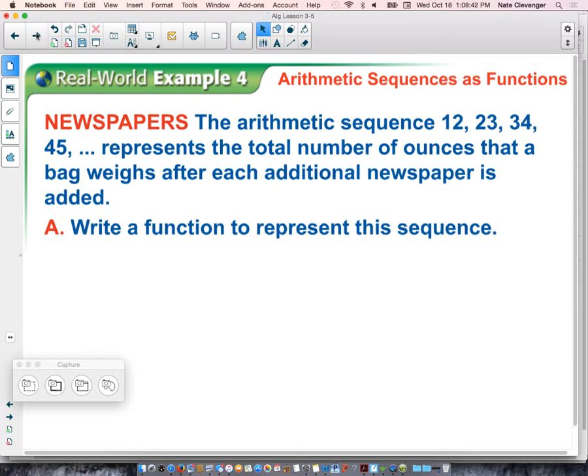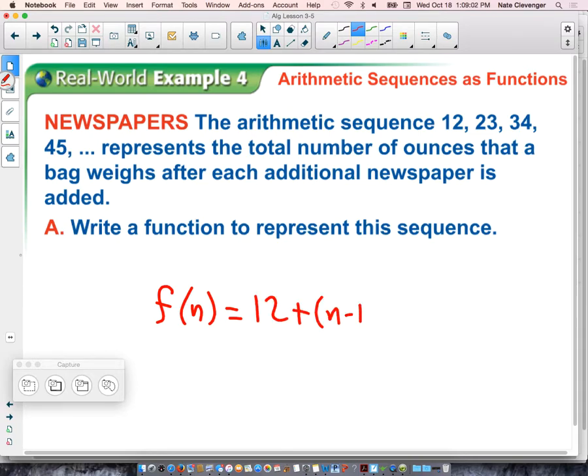Okay. Making a function. F of n. It's plus 11. F of n. And then a number which would be 12. Your change is 11. The difference is 11. We don't have a value for n yet. We're just setting up the function, and it'll tell us the next problem. We're not solving yet.